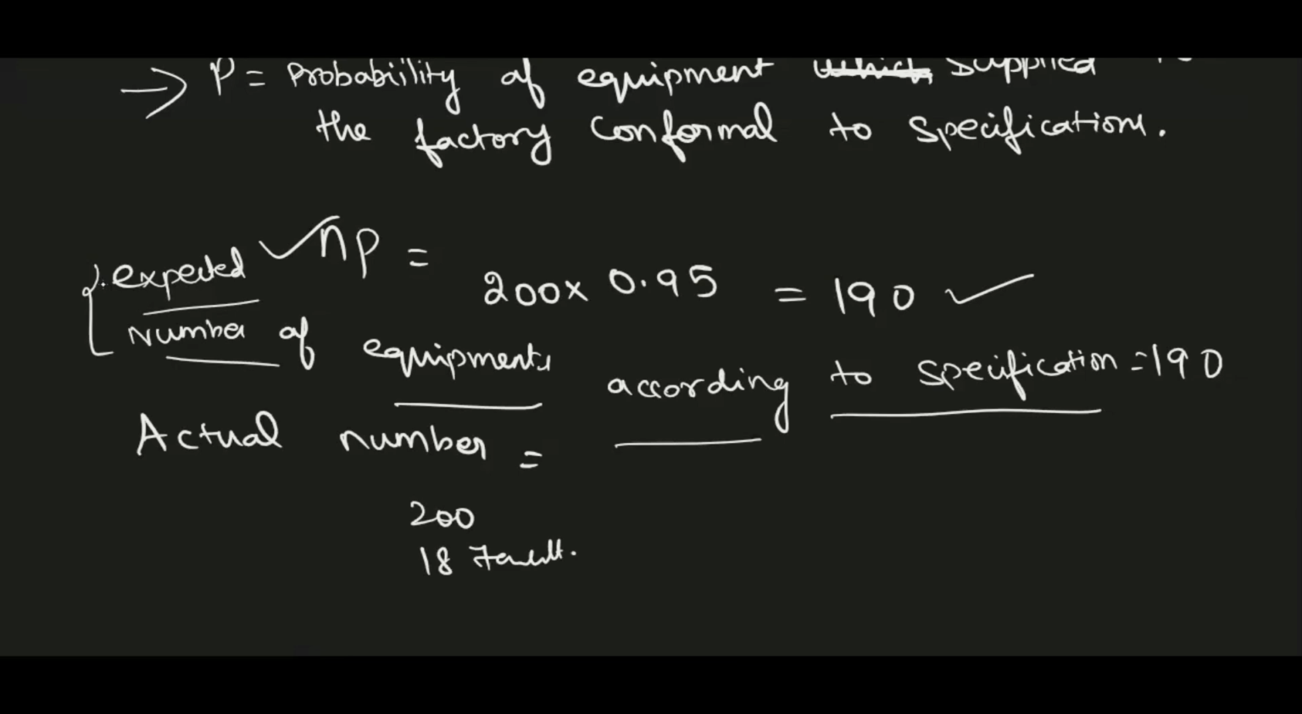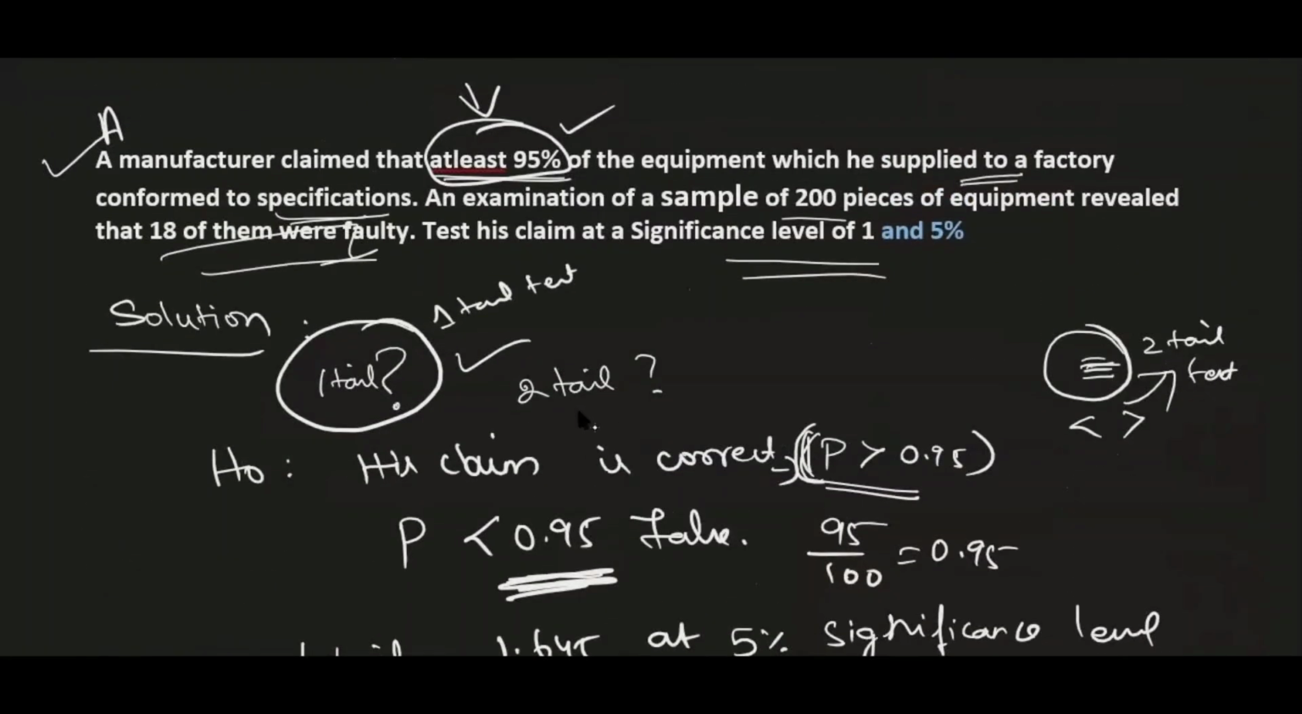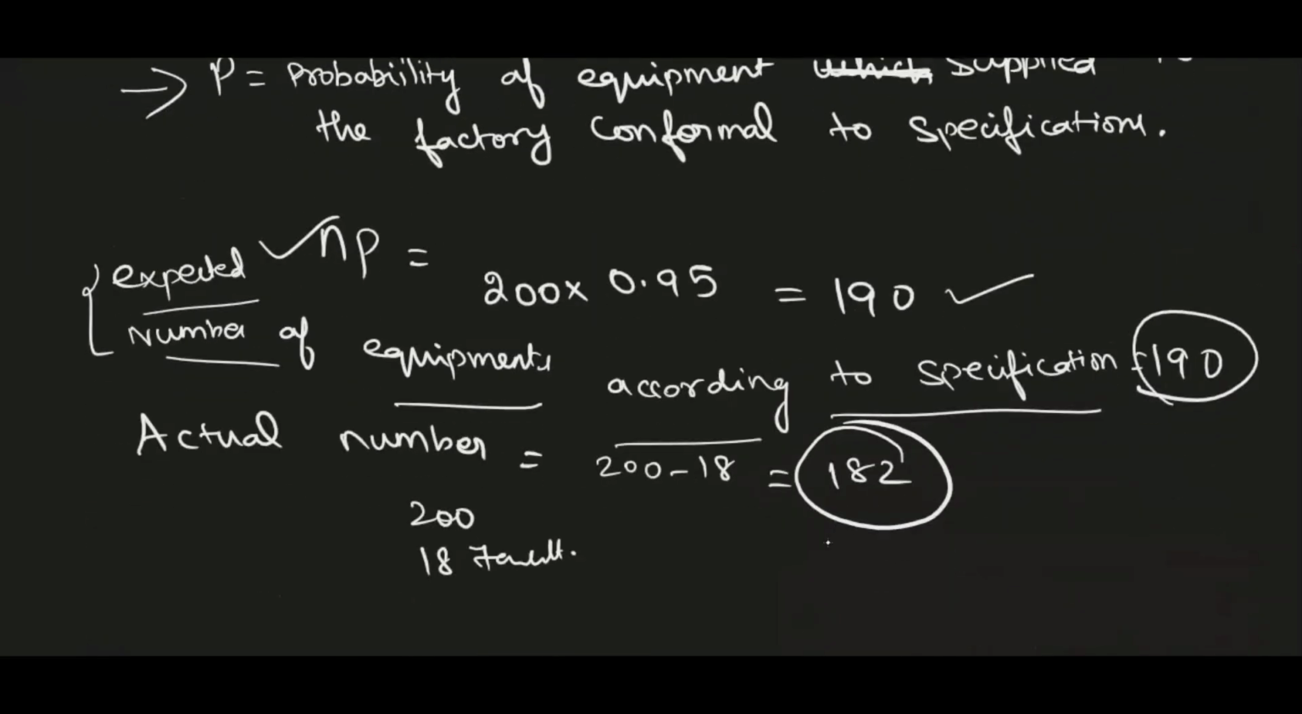Correct? So 200 minus 18 is the actual number of equipments that are good, that are up to the specifications. So what are we supposed to get? 190. But what we got is 182, because in the question they have mentioned that out of 200 sample pieces, 18 of them were faulty. So how many good ones? 200 minus 18, that is 182 good ones. But as per his specification, how much should it be?